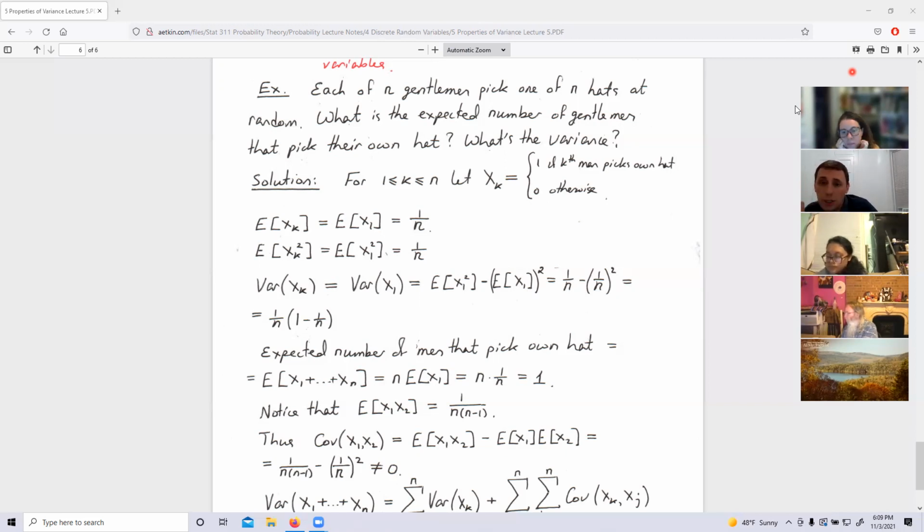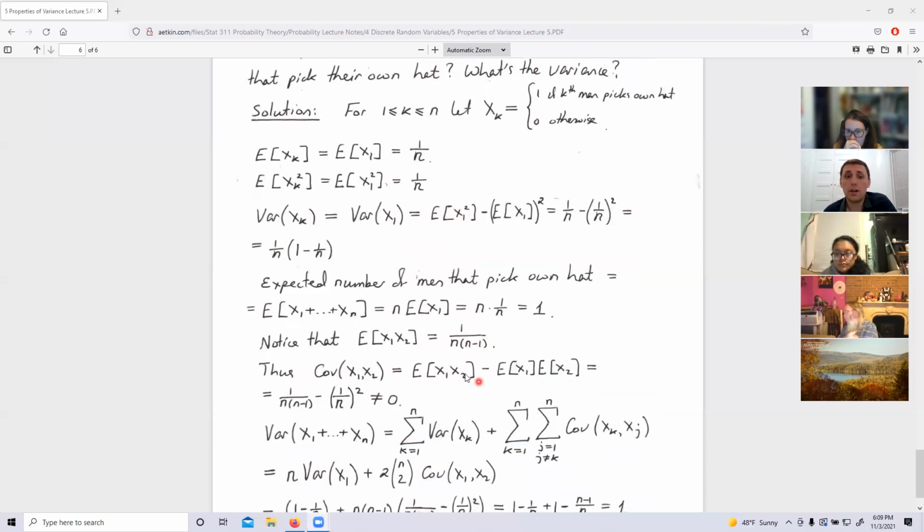You can do it in other ways if you prefer, right? You can do it by conditional probability. The probability gentleman 1 picks his own hat is 1 over n. The probability gentleman 2 picks his own hat given gentleman 1 picked his own hat is 1 out of n minus 1. So you can do it in many ways. I hope you understand, guys, that this expected value is also the same as the probability, for indicator random variables.